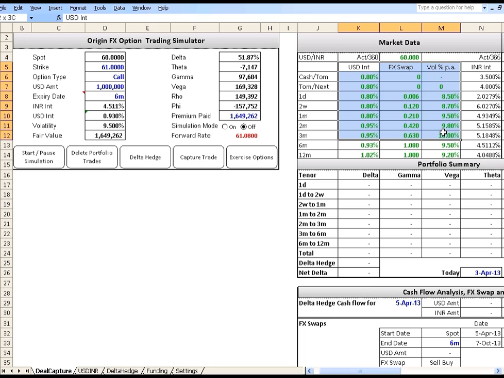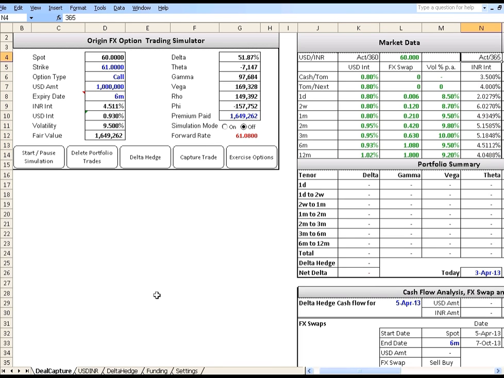The quoted market data is on the right-hand side in cells with green color fonts. You can see the USD INR spot rate, USD money market curve, USD INR FX swap curve, and USD INR ATMF vol curve here. INR interest rate is calculated from spot rate, FX swap rate, and USD interest rates. You can also see the day count basis of both these interest rates.